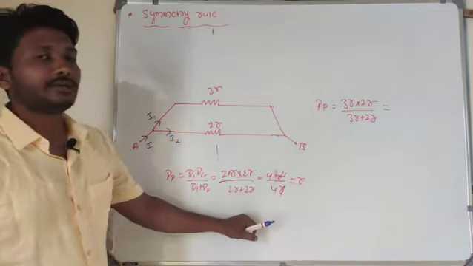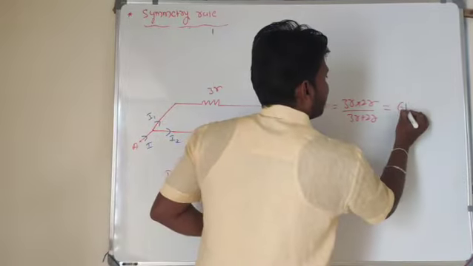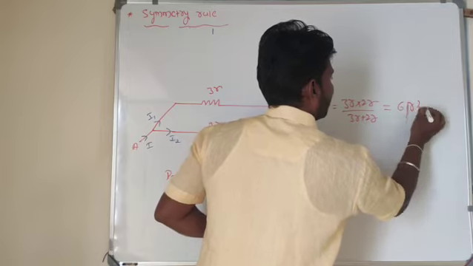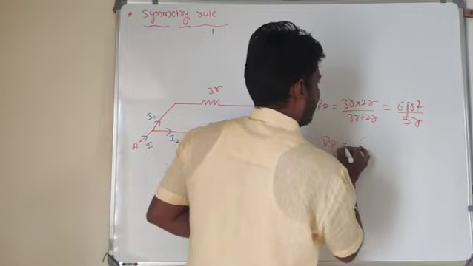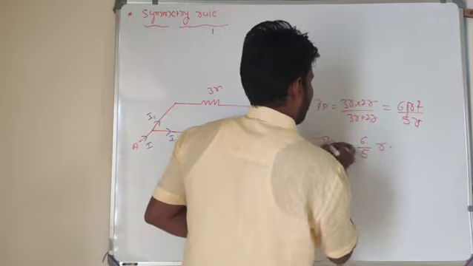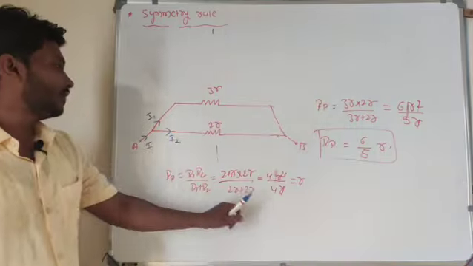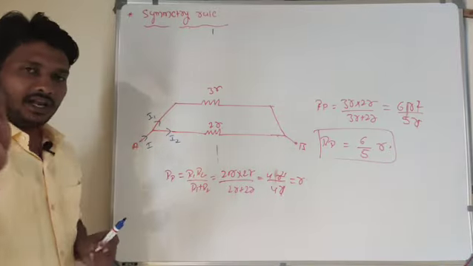So my duty is over here. Look at here, 6R square divided by 5R. One R term will get cancelled out, 6 by 5R. So the effective resistance between the points A and B is 6 by 5R here.